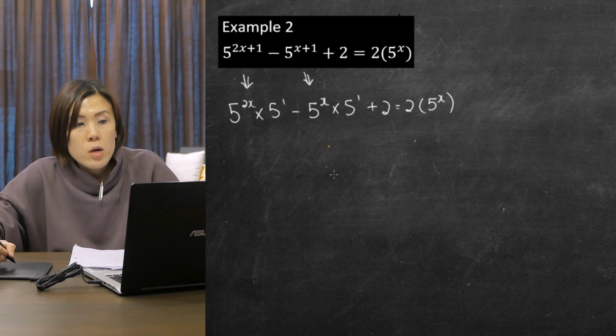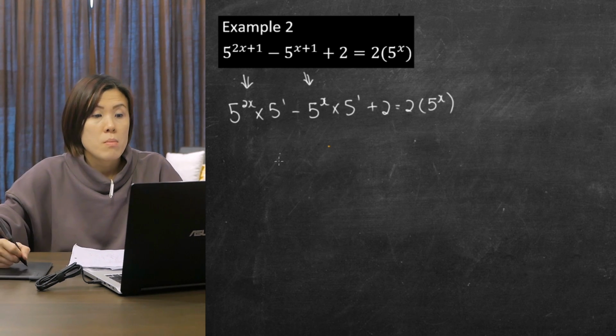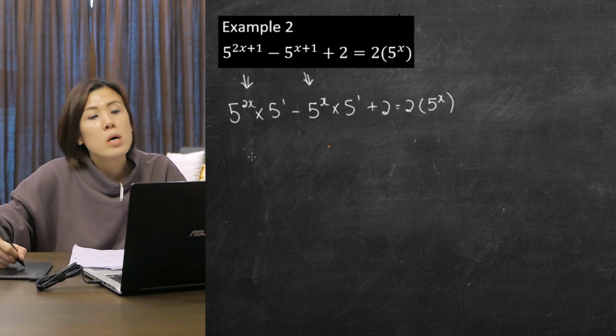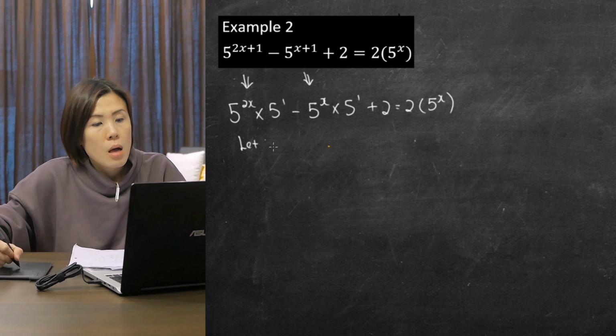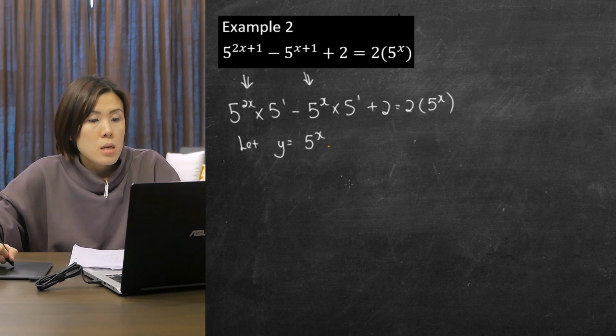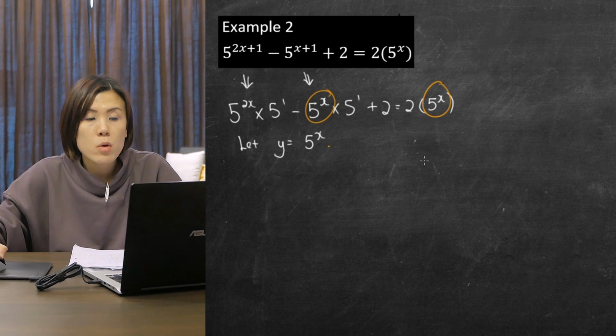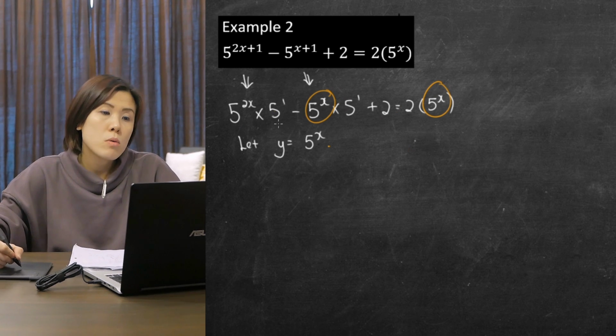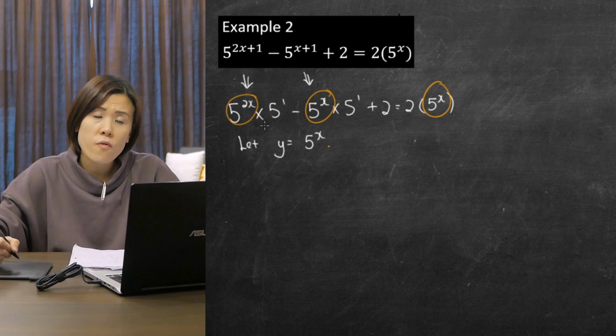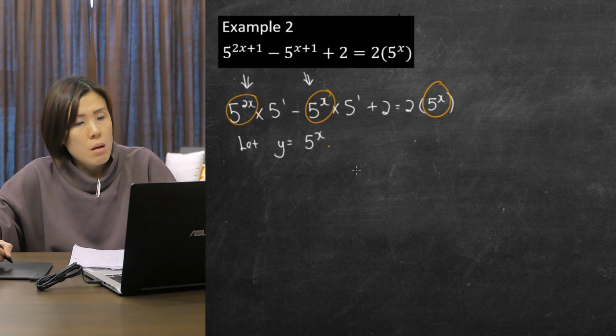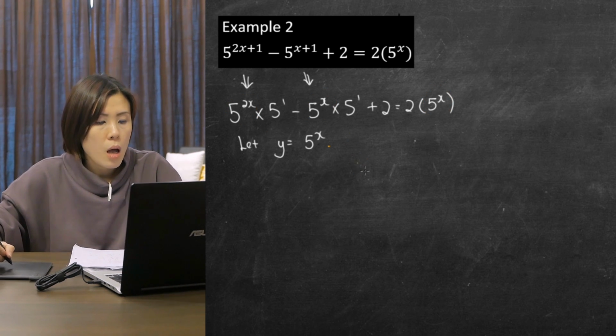So next, what I am going to do is we have to use substitutions. Maybe I let y be equals to 5 to the power of x. If we use the substitutions, you can see that all these 5 to the power of x can be replaced by y. But you might be thinking, what should we do to 5 to the power of 2x? Okay, let me show you this.